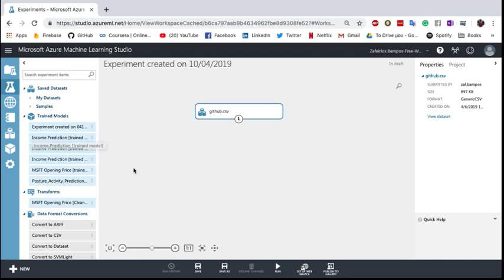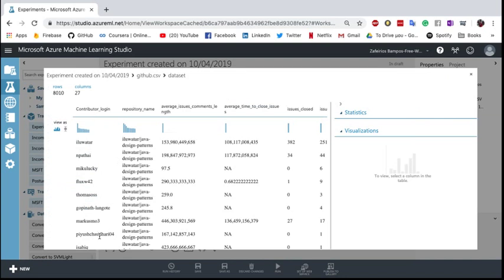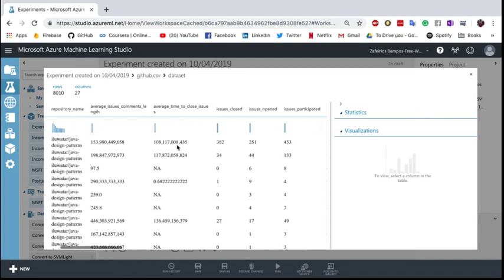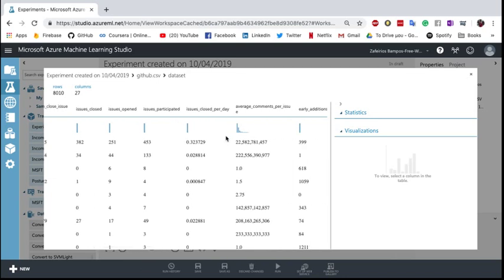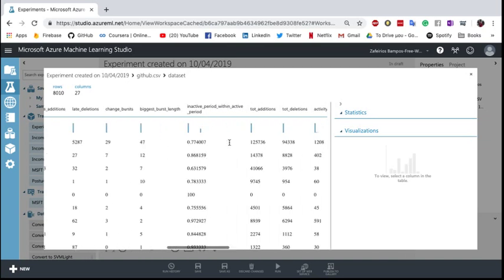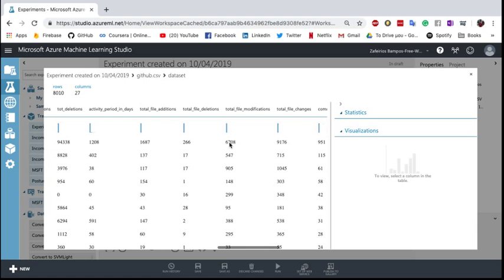what you can do. So first of all, you implement the dataset, and as I promised, now we can see the whole table of our dataset, and you can see the repository name, the contributor login, the average issues commented length, the length. You can see the issues closed that we just used to cluster the dataset, the issues opened, issues participated, the issues closed per day, early addition, all the metrics I showed you in the PowerPoint.